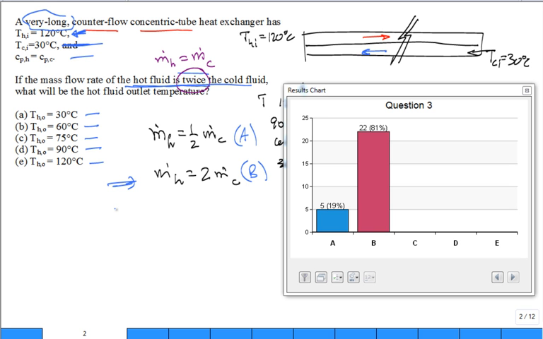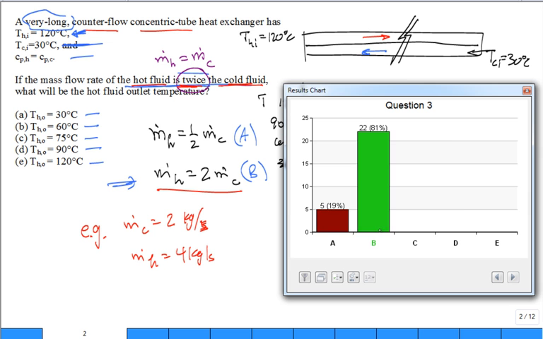Maybe try some numbers. Let's say I'm saying that the mass flow rate of the cold is 2, or let's not do meters cubed per second, that'd be a volumetric flow rate, kilograms per second, right? What would then be the hot? Would it be 4 or 1? If the hot fluid is twice the cold fluid mass flow rate. For example, if the mass flow rate of the cold is 2 kilograms per second, wouldn't the mass flow rate of the hot be 4 kilograms per second? Wouldn't it be twice the cold?